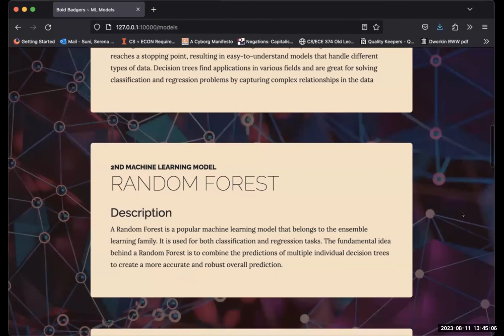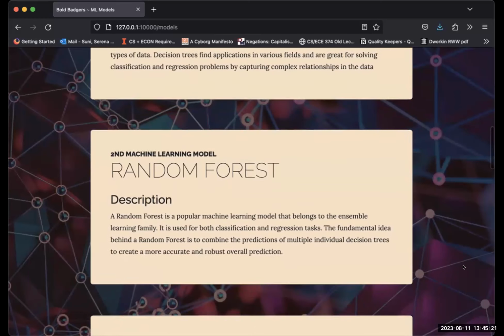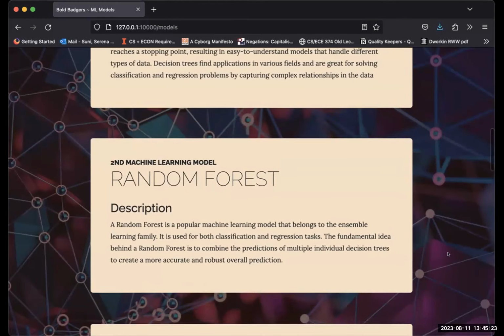Next, we have the random forest, which is an ensemble type model. This basically means it combines a bunch of different model outputs into one larger output. This makes the model more resilient to noise and a better overall prediction.